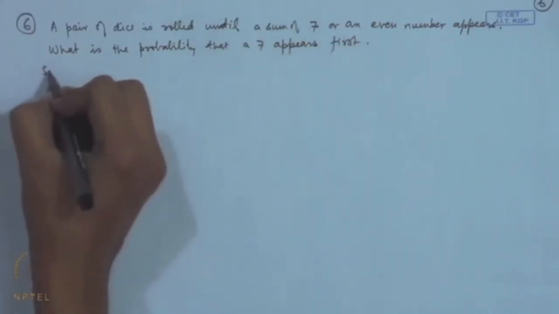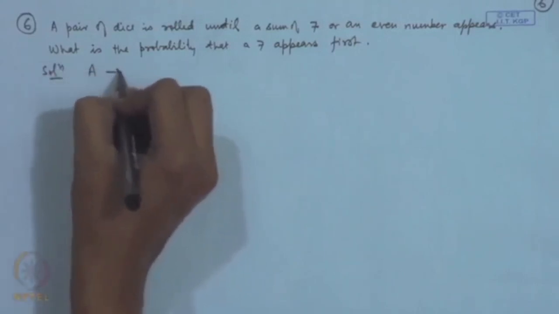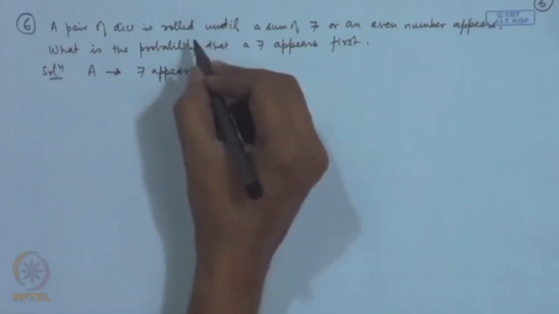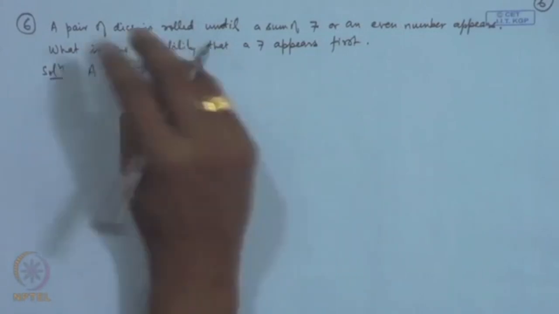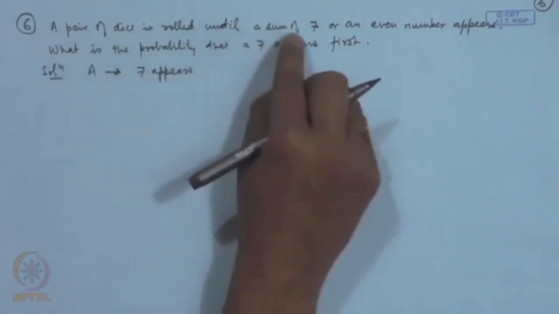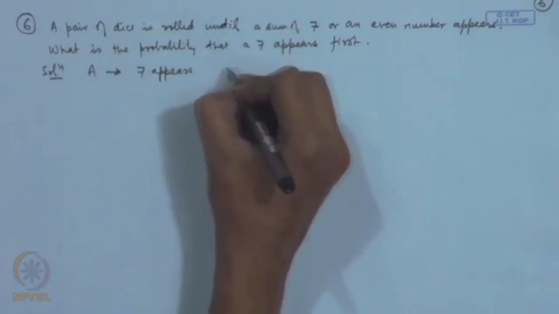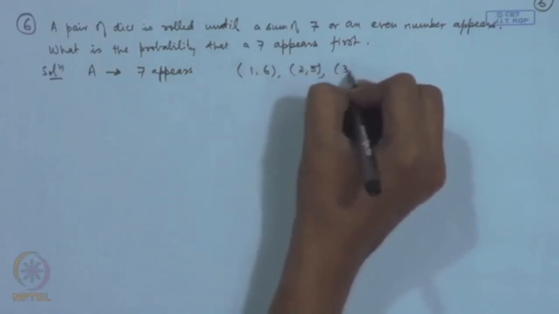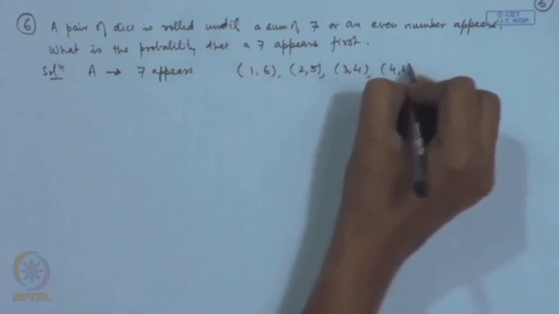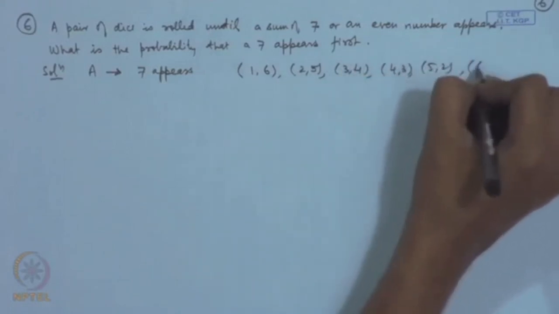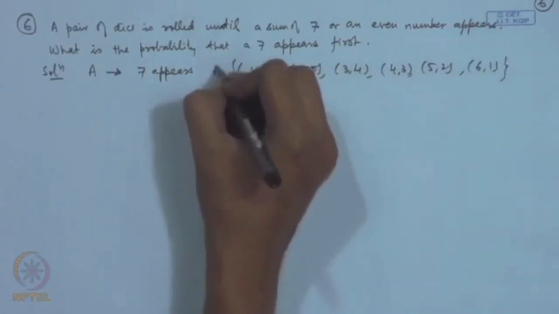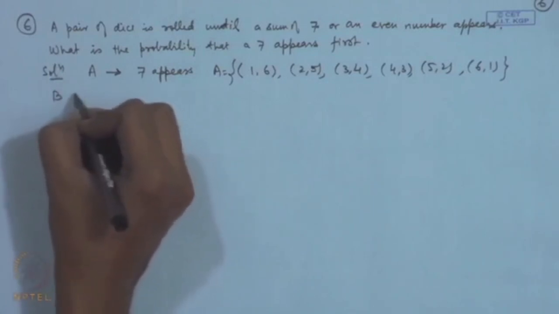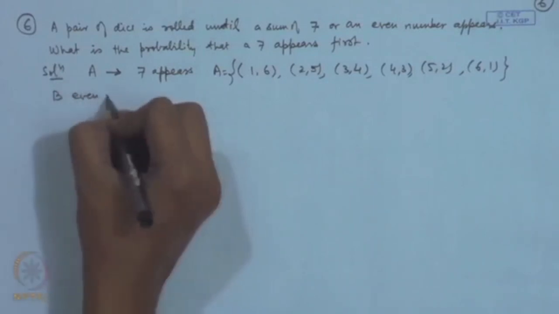So, let us define the events here. A as the event that 7 appears. A pair of dice, so we are looking at the sum. So, event A can happen as 1, 6, 2, 5, 3, 4, 4, 3, 5, 2 or 6, 1. So, these are the possibilities for A, and B is the event, let us say, that even number appears.